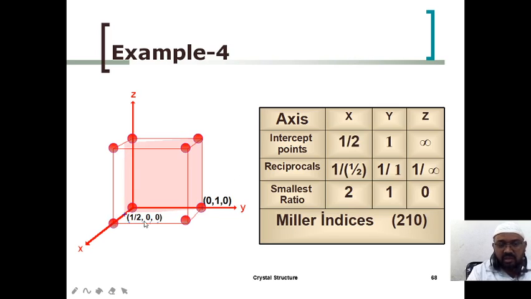Like this, you can make a note: if this intercept is indicated here, and it is intercepting here, I have to take it as a half. So the intercept is half here, 1 here, and it is parallel to the z-axis, therefore it is taken as infinity. So the reciprocal of 1 by 2 gives me 2, 1 by 1 is 1, 1 by infinity is 0. So the value we get is 2 1 0. This is the fourth example.